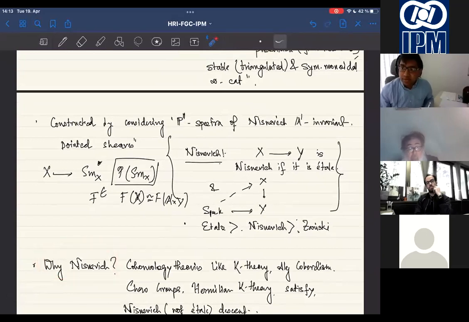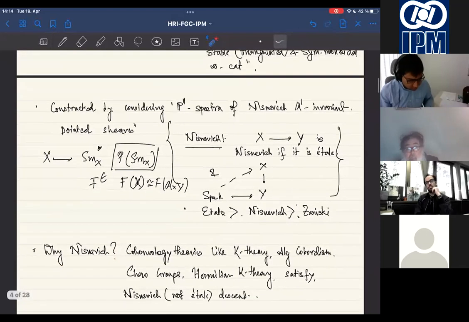Well, the motivation for why Nisnevich comes up: it's named after a mathematician named Nisnevich who tried to prove some statements in K-theory, and he defined this topology, and suddenly all these conjectures in K-theory were true, and you can prove some nice things.